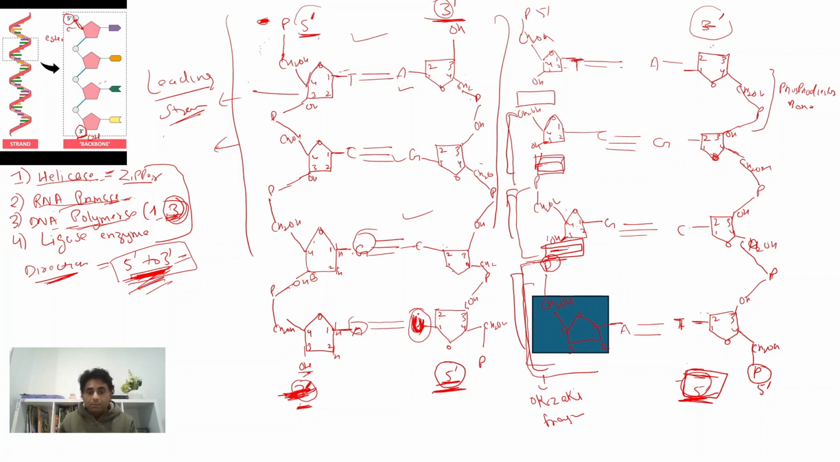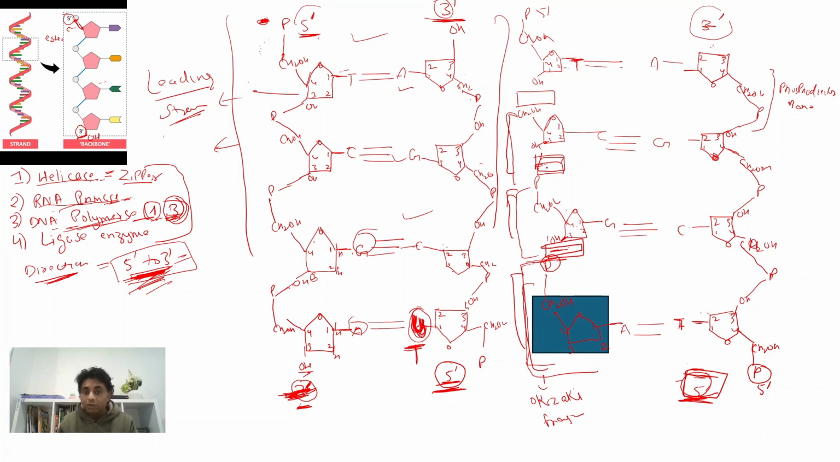But there is a mistake. Here is the U which needs to be replaced. So DNA polymerase 1 comes and replaces this U with the T and fixes up the mistake. DNA polymerase 1 is the quality checker. It checks the DNA strand, whether it has been built properly, whether all the nucleotides are done properly, and if there is any mistake, it corrects it. So here is a mistake made by the RNA primer, and it replaces it with the T.